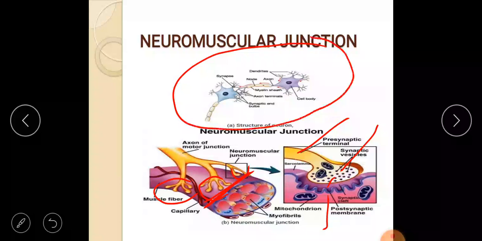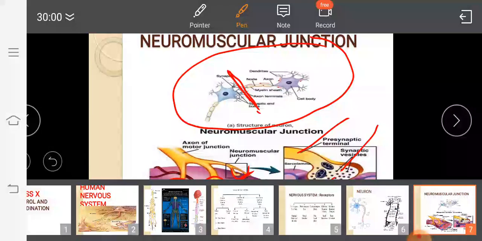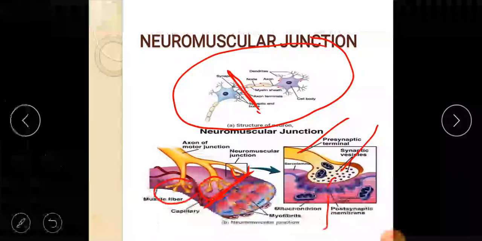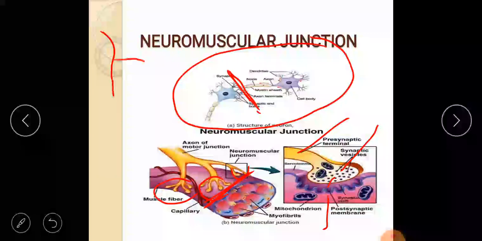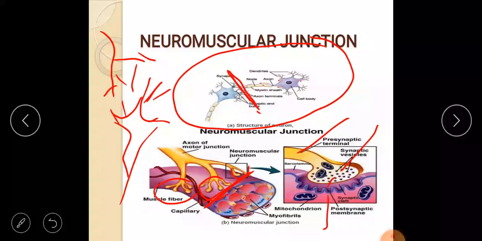These are the two neurons. So how are the signals passing from one neuron to another? The junction between the two neurons, this portion here, you can see is known as the synapse. So what is a synapse now? You can say it is a junction between the nerve endings of one neuron and the dendrites of another neuron. This junction is known as the synapse.